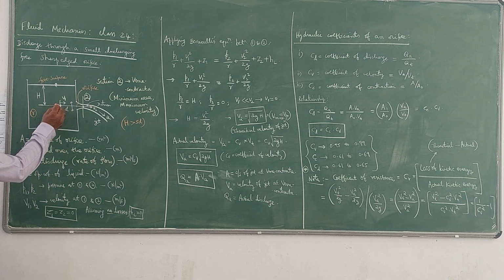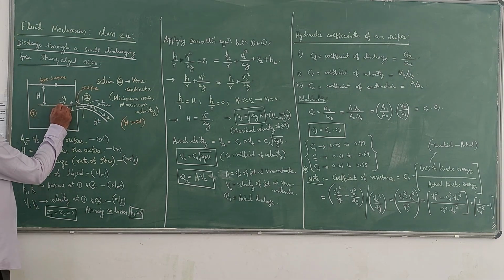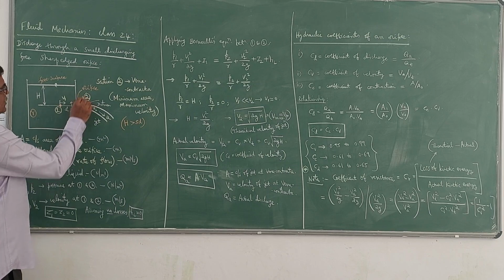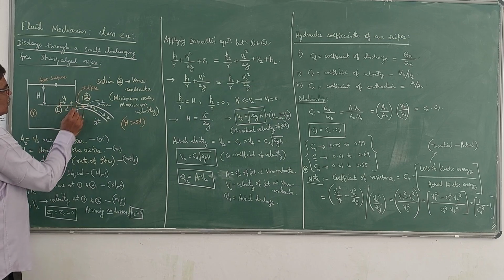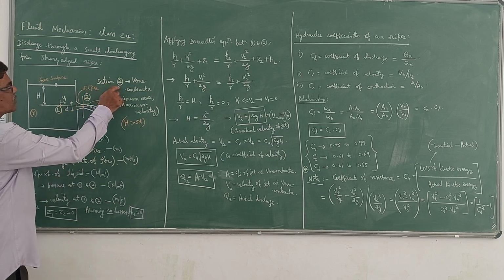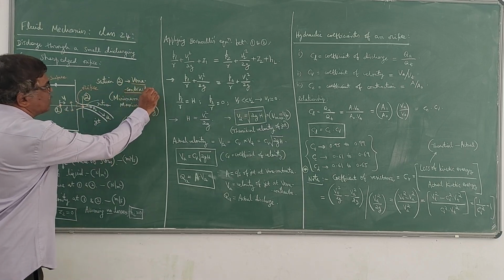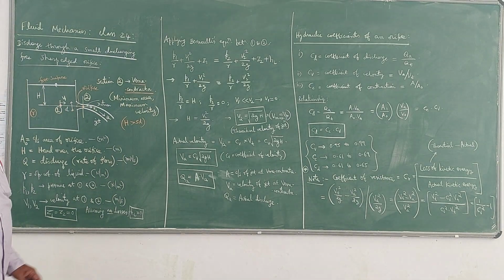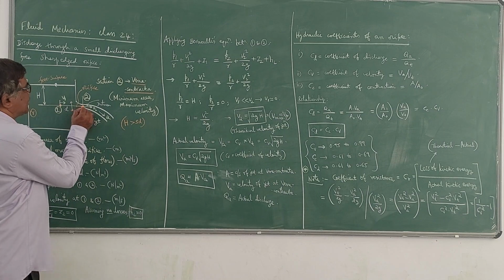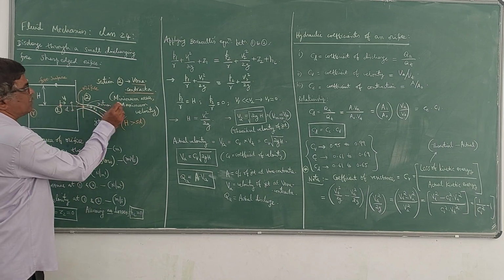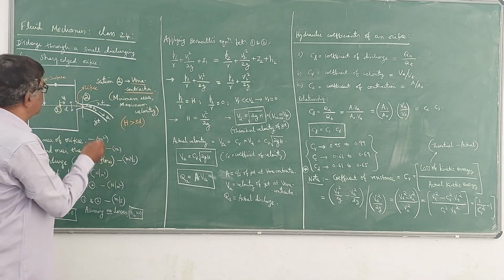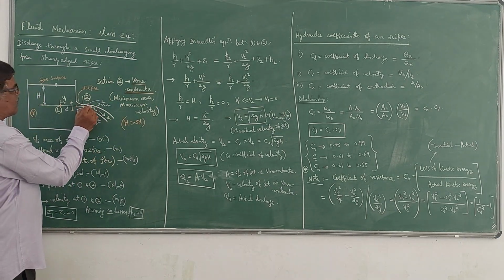I will take 2 points here, one within the tank and another one here in the jet. I will take these as 1 and 2. Here section 2 is called the vena contracta. Very important: the characteristic of this vena contracta is that at this point, the area of the jet will be minimum and velocity is maximum. That means V2 is the maximum velocity.